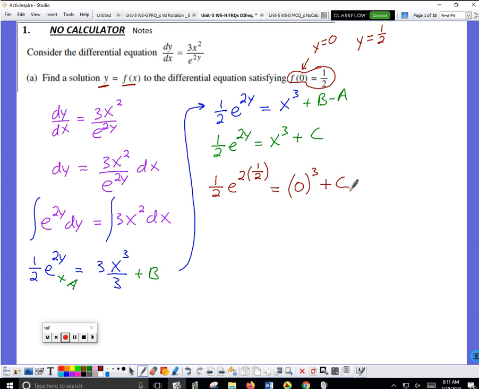So 2 times 1/2 is 1. e to the 1 is e. So I have 1/2 times e is equal to the constant. So I found the constant.